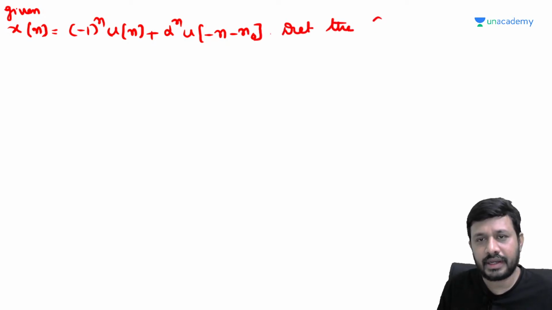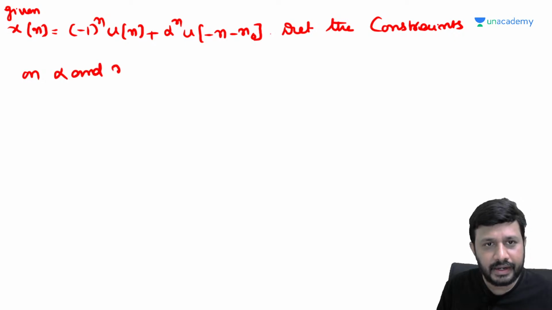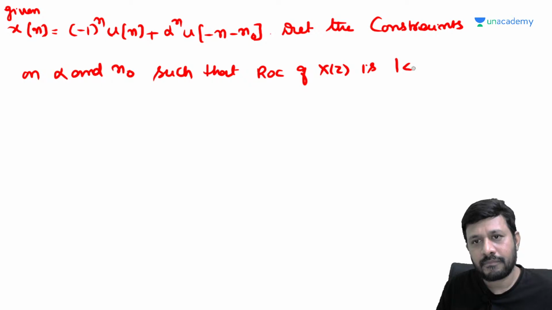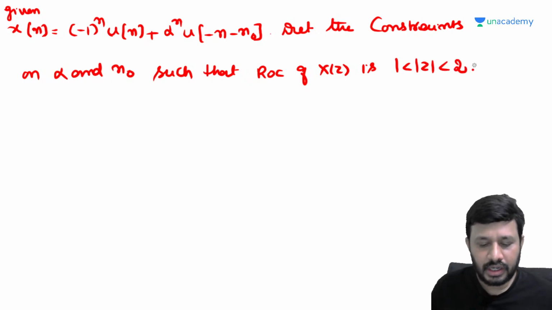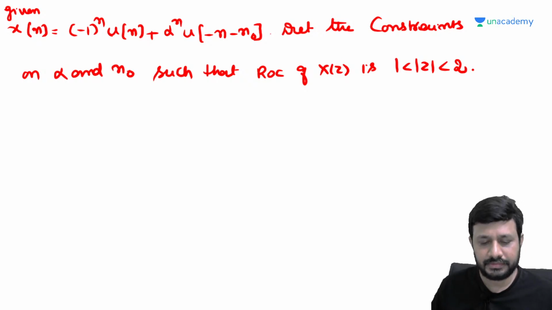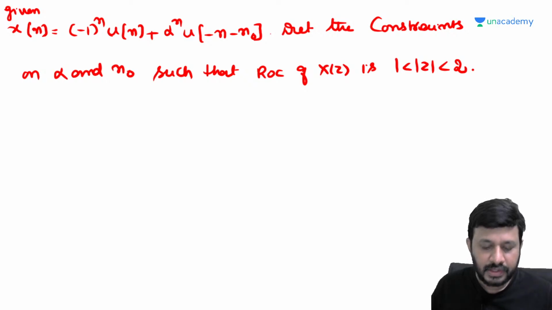Determine the constraints on alpha and n naught such that the ROC of X of z is 1 less than mod z less than 2. The ROC of X of z is 1 less than mod z less than 2. Come on, try to solve this one. Fazal, they will give the ROC. For sure they will give the ROC.